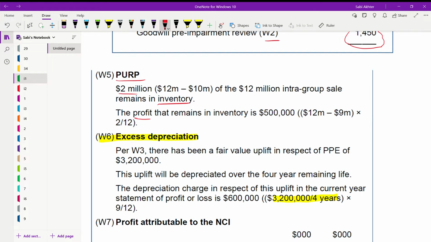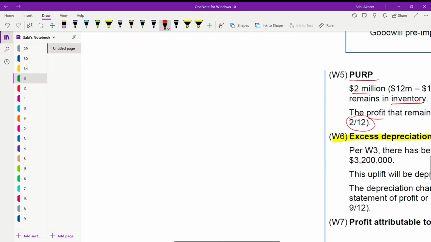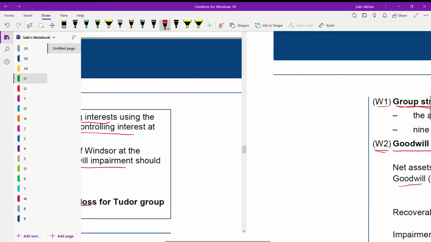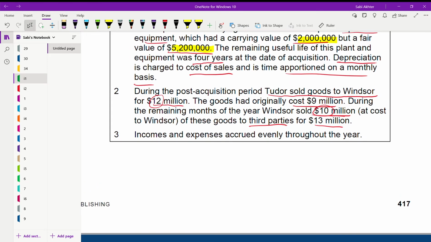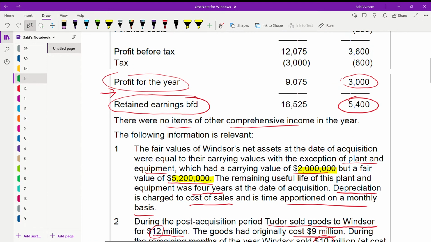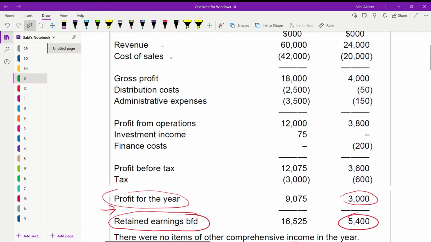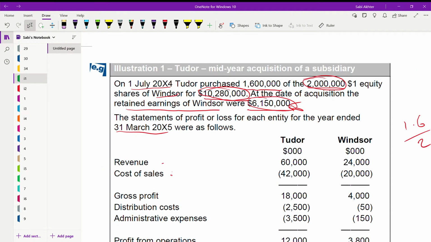So the intra-group sale is 12 and the cost is 9, and it is into 2 over 12. You have to check the month. Whenever you are taking the profit, you have to allocate it, time apportion it. So here, during the post-acquisition, they sold goods and the cost. Here they didn't give you the time period, but it's supposed to be for 3 months.